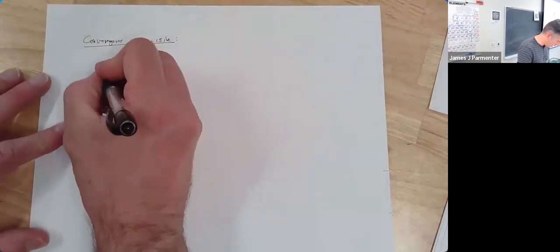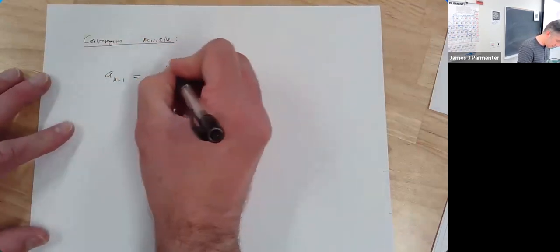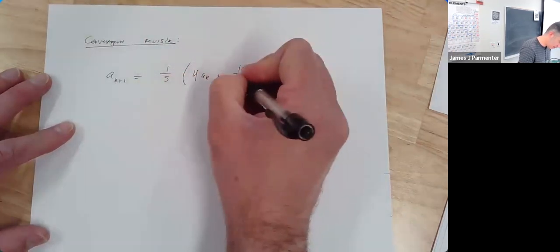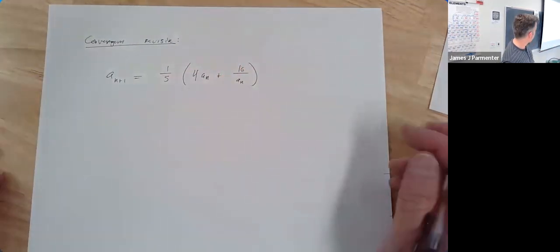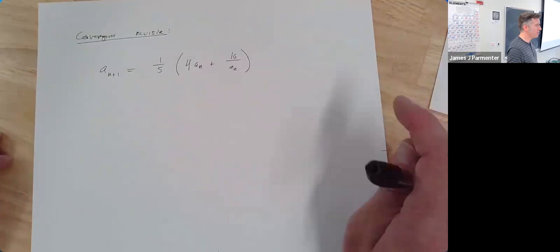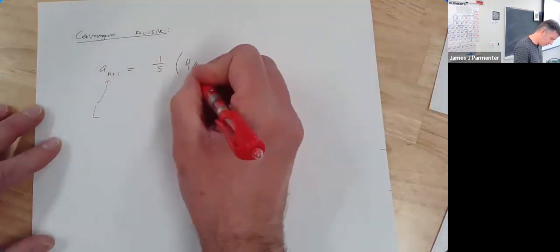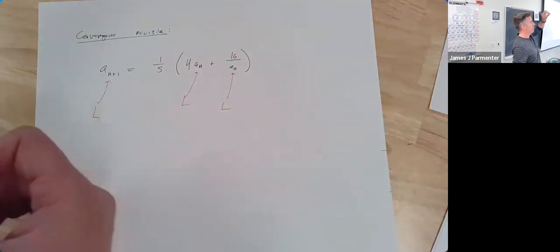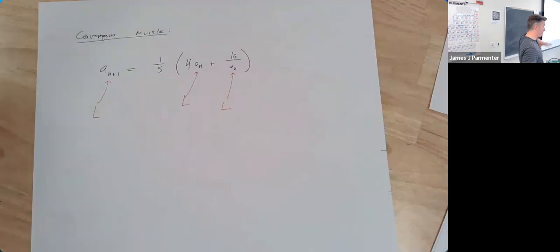Let's say we have the convergent sequence where a sub n plus 1 is equal to 1/5 times 4 a sub n plus 16 over a sub n. We are told it converges. Our job is to find what it converges to. And your job is to take every a sub whatever and replace it with L. And be careful, there was one example where it was like a sub n plus 1, and the plus 1 wasn't part of the subscript. You're only replacing the a sub whatever with L. Anything after that is still there.